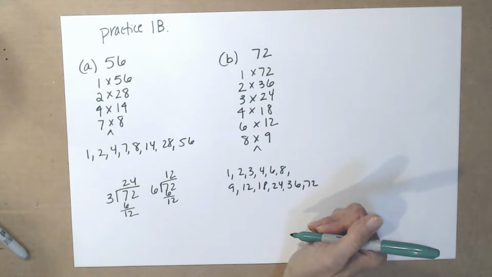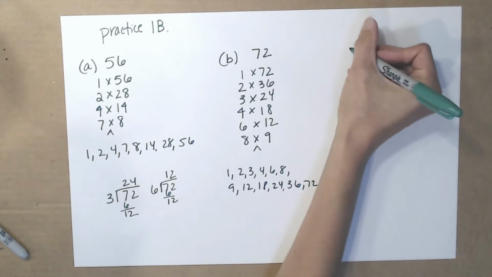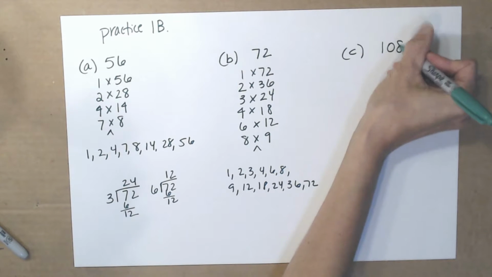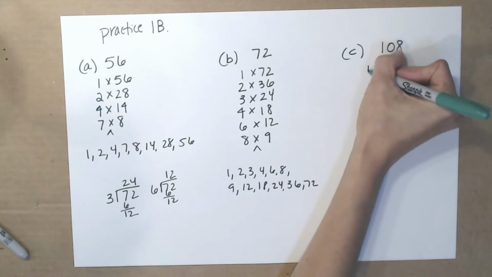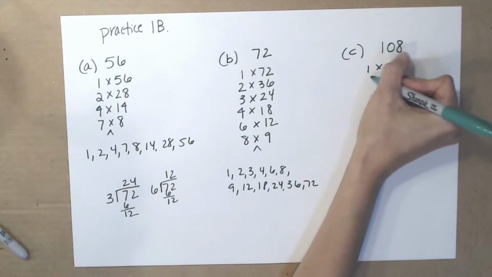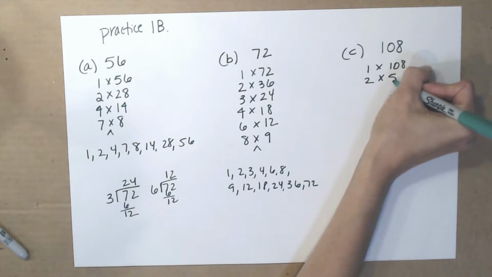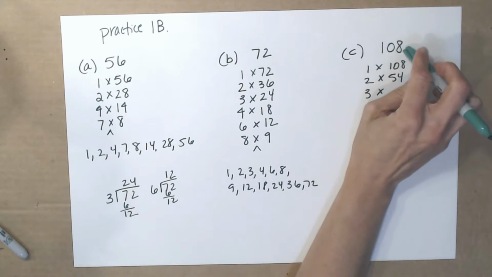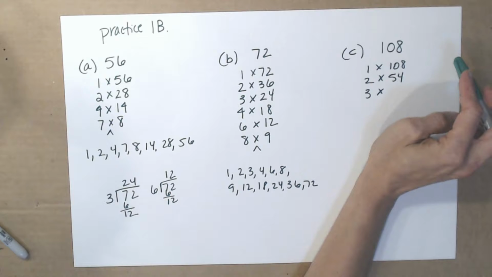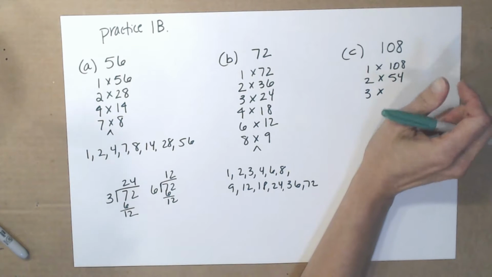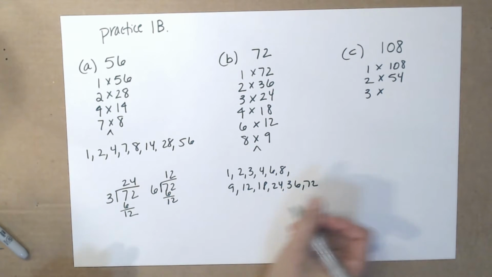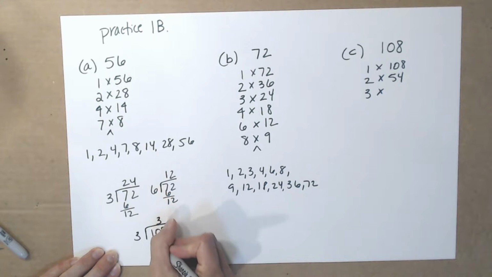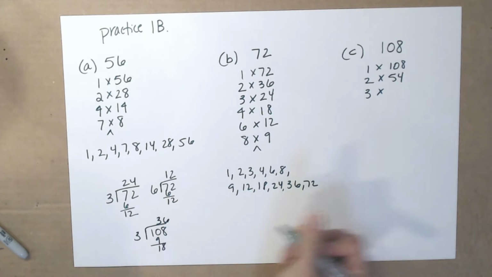And how about C? I'm not going to do every single problem here, but I'll do C, 108. Start with 1 times 108. 2 times half of that is 54. 3 is a factor because if I take the sum of the digits, I get 9. Since 9 is divisible by 3, the number is divisible by 3. If I don't know what it is, I can go off to the side. 108 divided by 3. And I get 36.